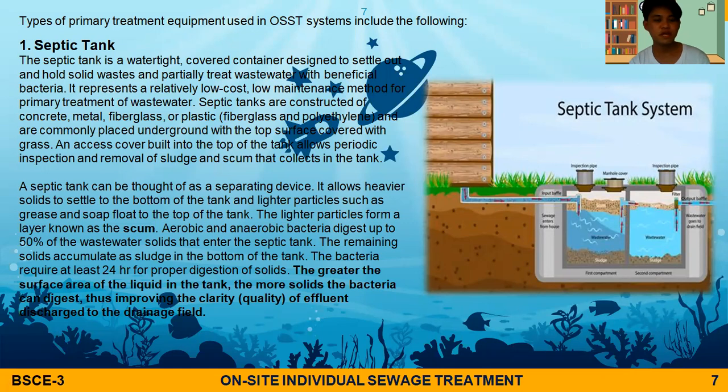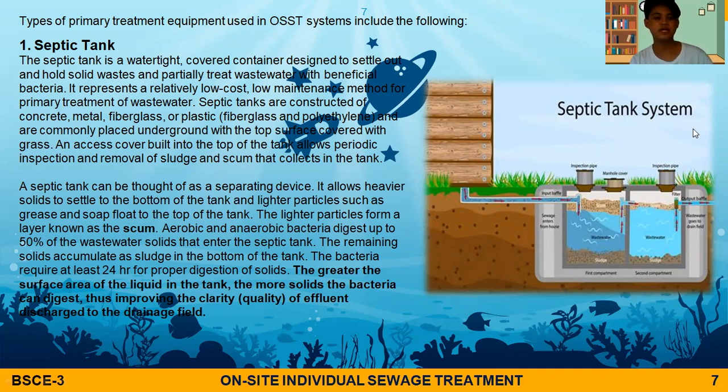Types of primary treatment equipment used in OSST system include the following. First is the septic tank. A septic tank is a watertight covered container designed to settle out and hold solid waste and partially treat wastewater with beneficial bacteria. It represents a relatively low-cost, low-maintenance method for primary treatment of wastewater.